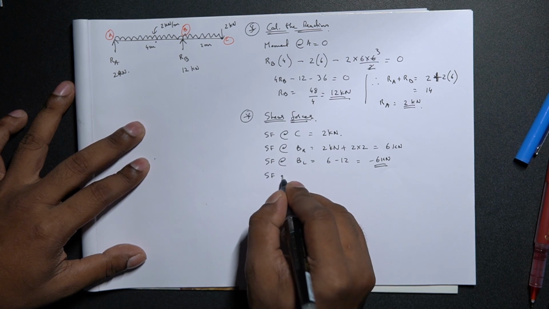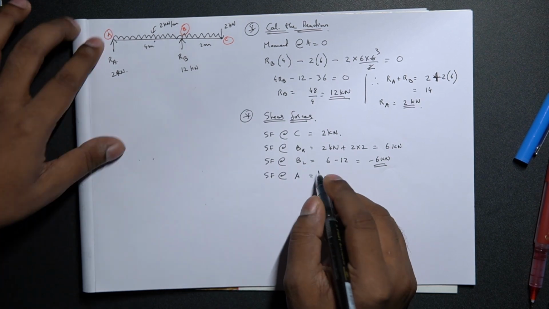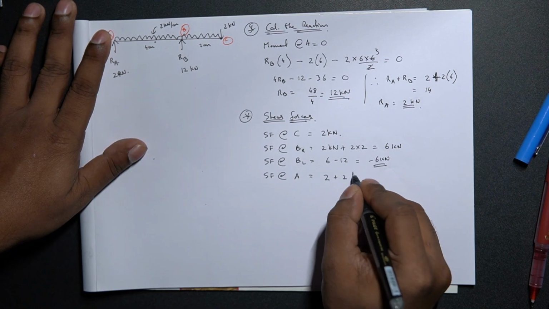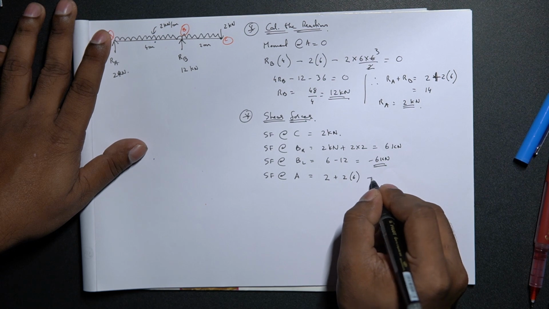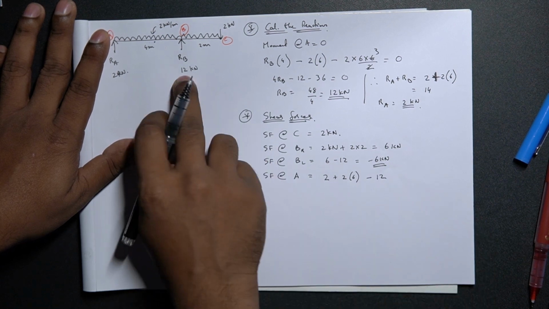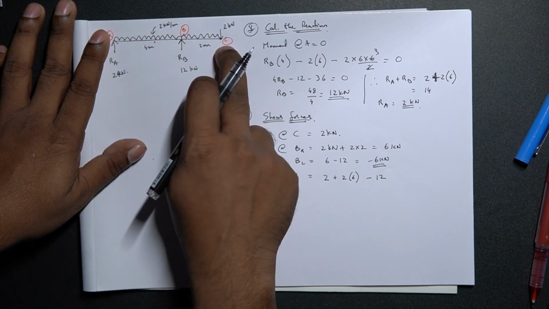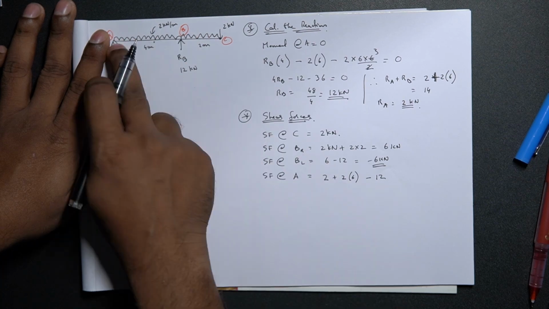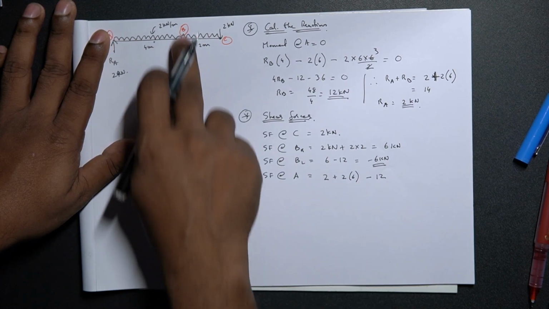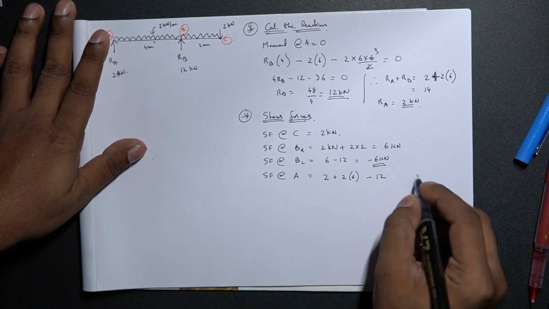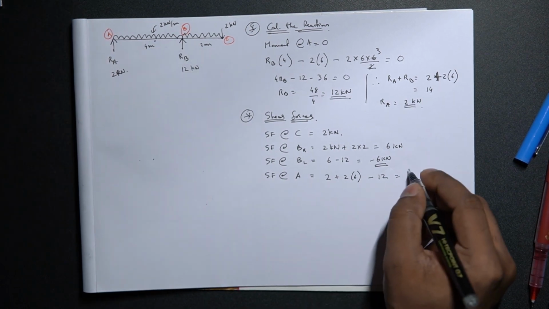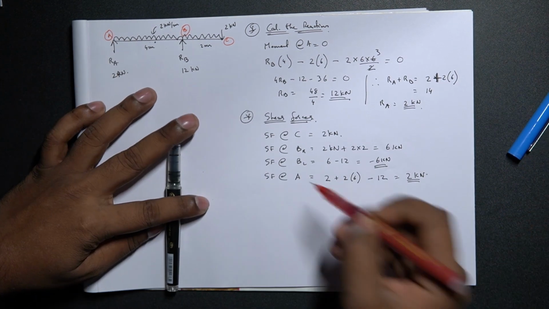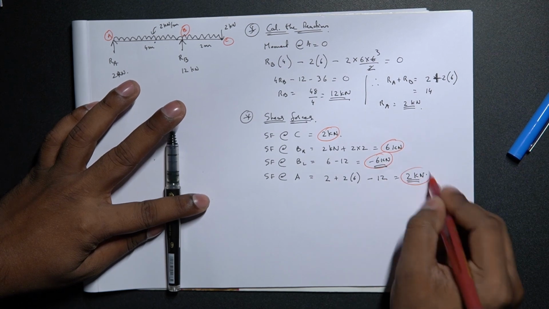Next, shear force at A would be equal to 2 plus 2 times 6 minus 12. So we have 2 is the point load, 2 times the entire 6 is the UDL with respect to the entire span, and 12 is RB with respect to the support. So on the whole 12 and 12 will be cancelled, 2 kilonewtons. So these are the shear force values: 2, 6, minus 6 and 2.